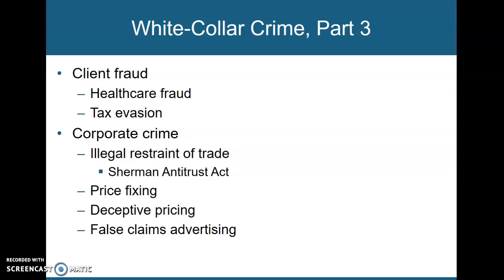So let's finish up here. Client fraud can fall into two different categories. You have healthcare fraud and tax evasion. Healthcare fraud involves healthcare providers who might engage in fraud by stealing from their patients, whether it's overbilling or billing for services that didn't happen, or completing surgeries that were not needed. It's just making the patient pay for things that weren't necessary.